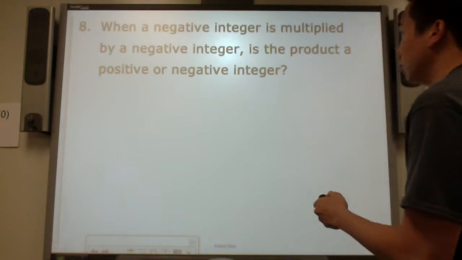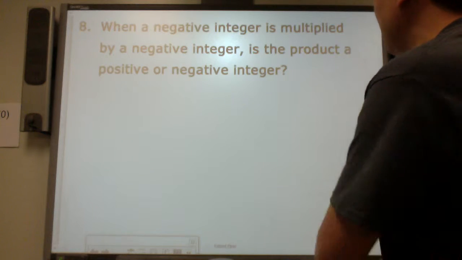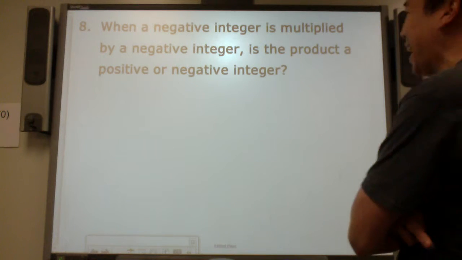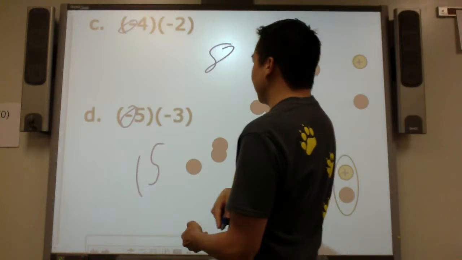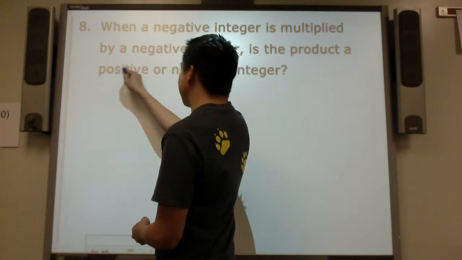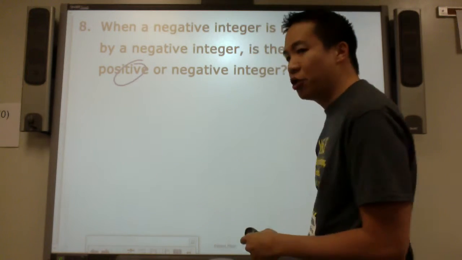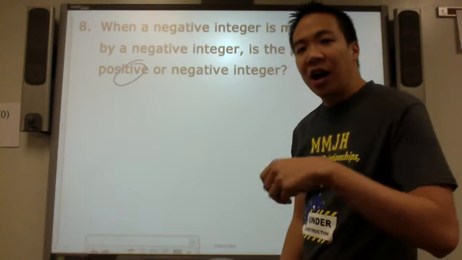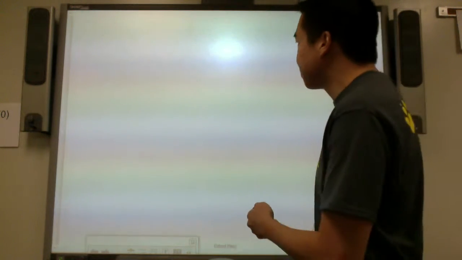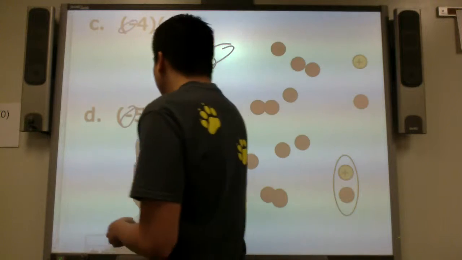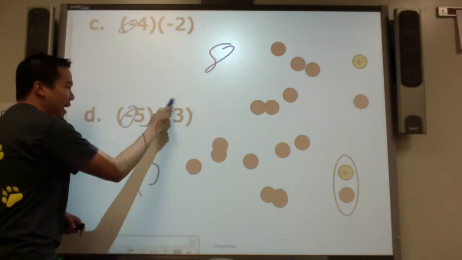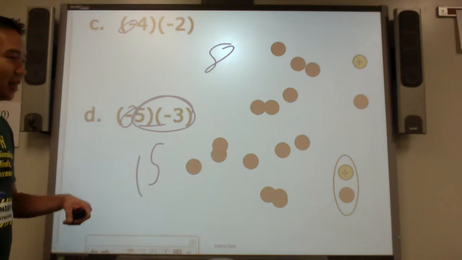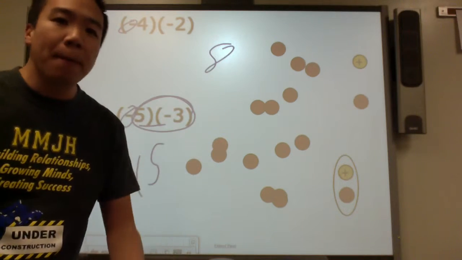So what pattern do you notice? When a negative integer is multiplied by a negative, what do we keep getting? Seems like we kept getting positive because you're doing the opposite of an opposite. So, opposite of a negative will be positive.